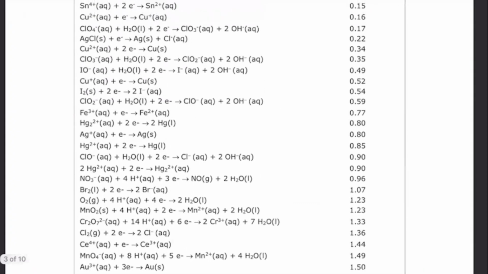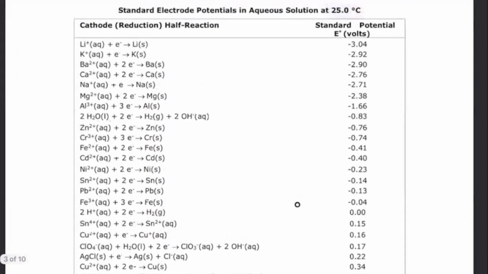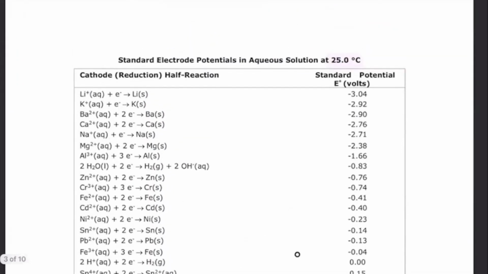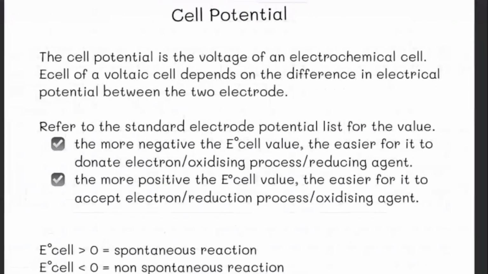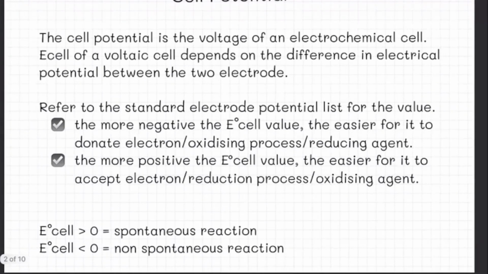There are so many half reactions here. So how can we use these half reactions to produce a common redox reaction that we always use? Having that information, we can set our mind on two major things. Firstly, the more negative the E naught cell value, the easier it is to donate electron. The more positive the E naught cell, the easier it is to accept electron.